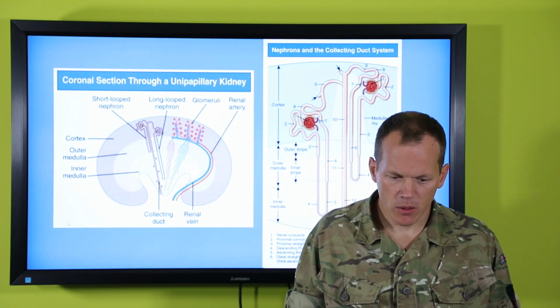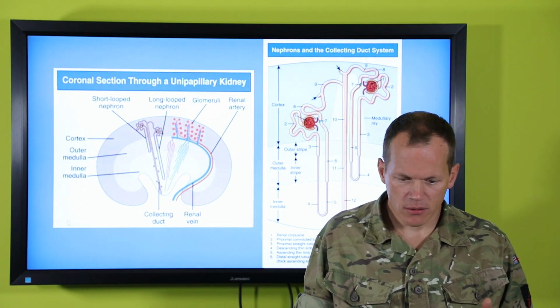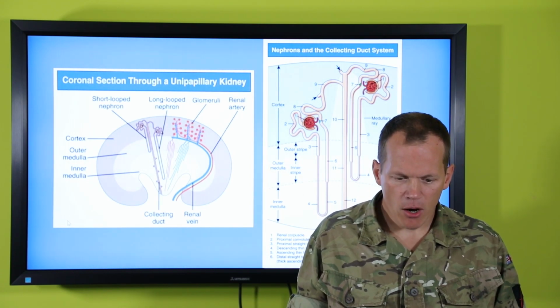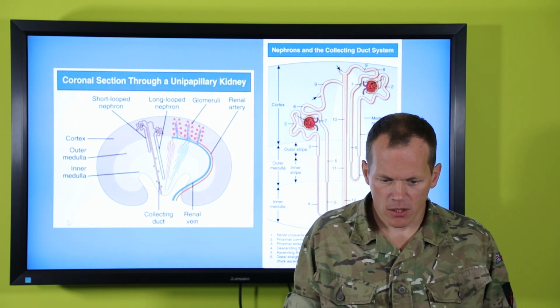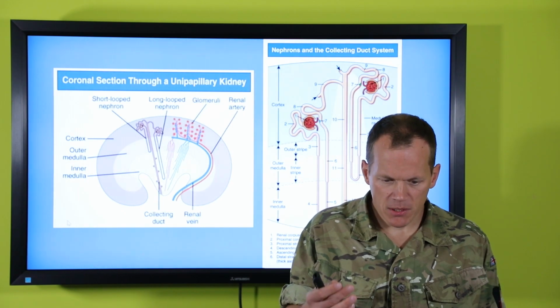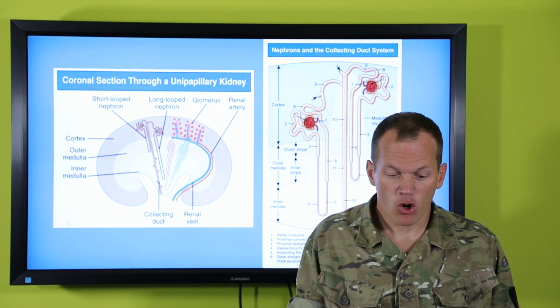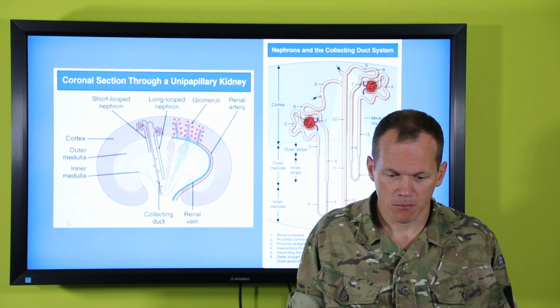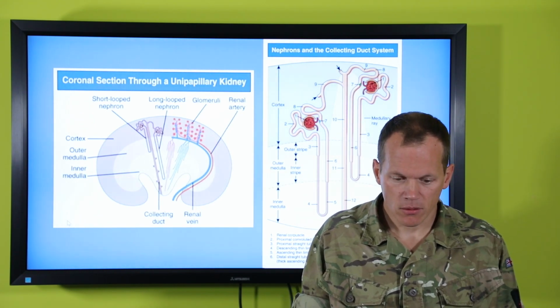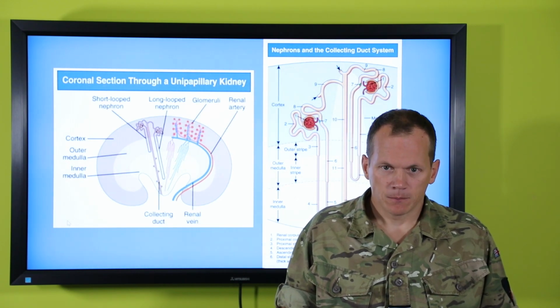The difference between the shallow and the deeper loop of Henle really dictates how capable that nephron is at concentrating the filtrate. The deeper down you go into the medulla, the higher the osmolality, the higher the concentrating mechanism within that segment of the loop of Henle.